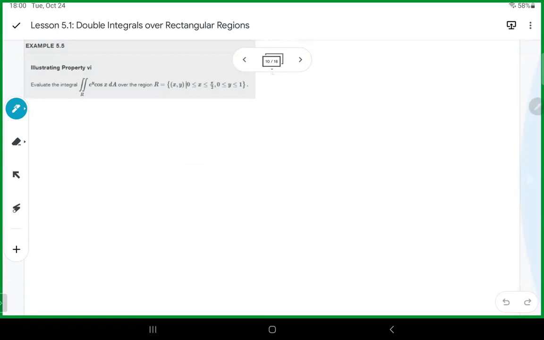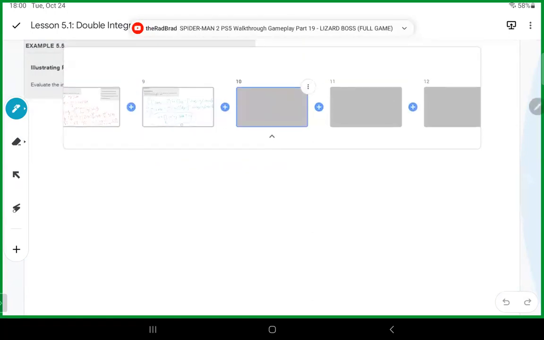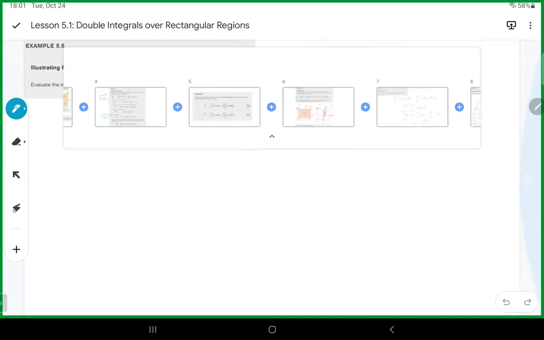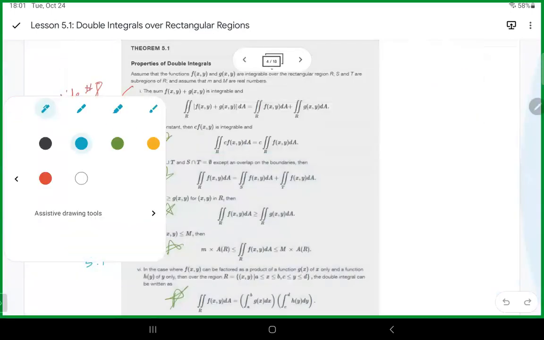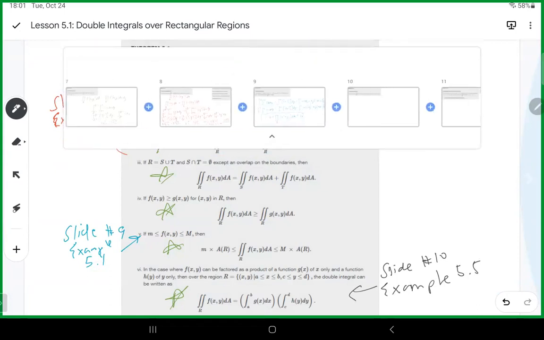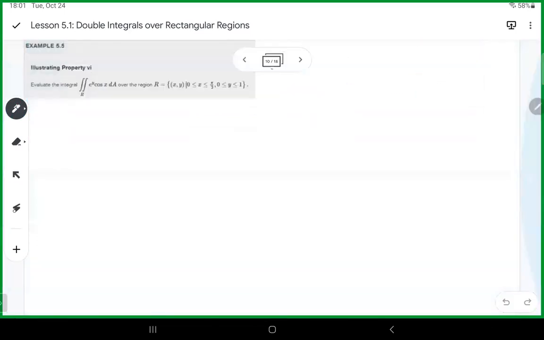This is slide 10. We'll go with black. So slide number 10, example 5.5. Okay, just in case you want to have that information when you're working on things.